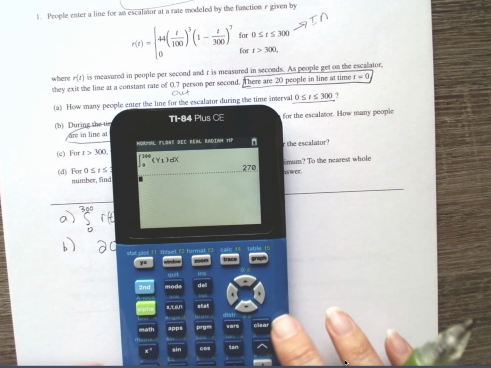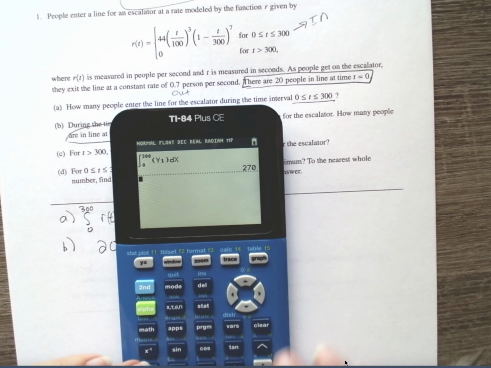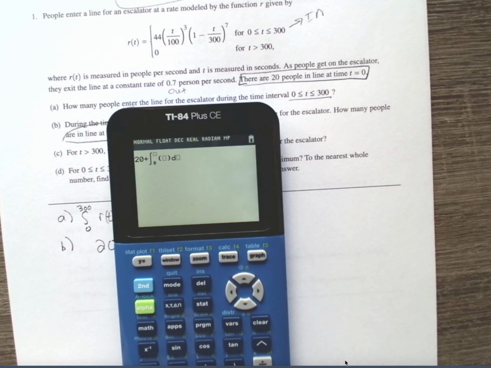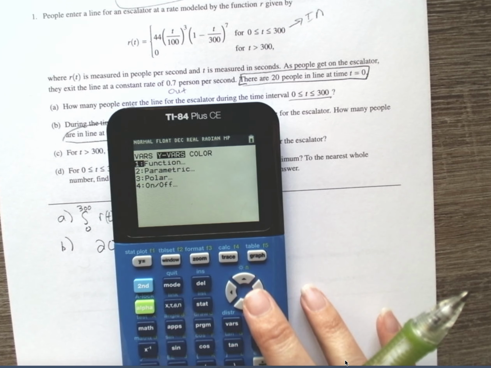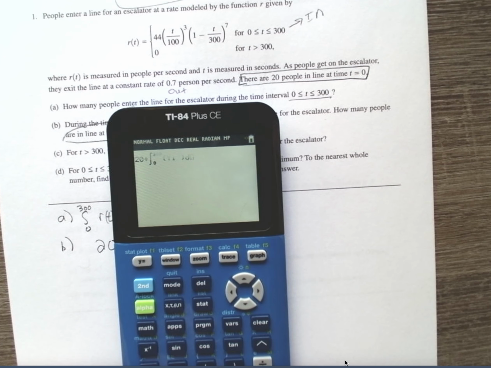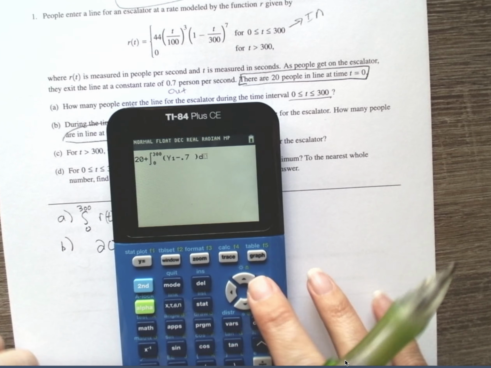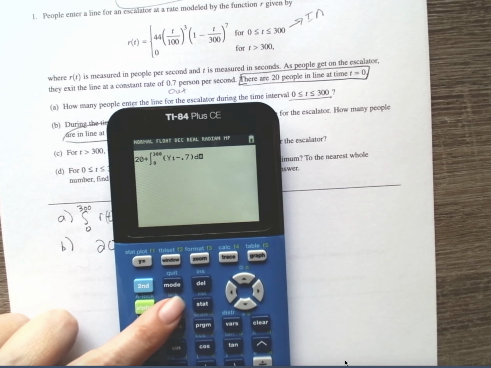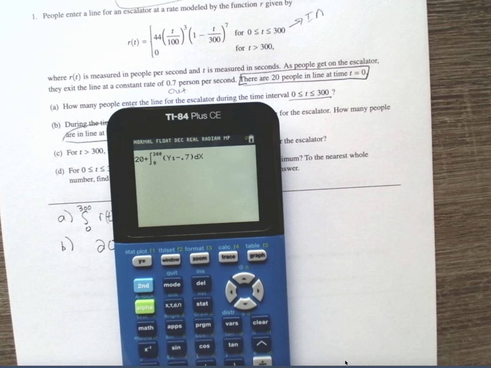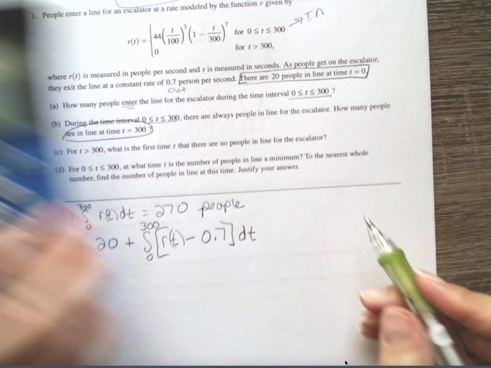Back on the home screen, I'm just going to do 20, that's the number of people that were in line before I started, plus math choice 9, the integral from 0 to 300. Now remember, r of t was in y1, so I do vars, y-vars, function, y1, or use your shortcut, minus, I could type y2 here, or I can just type 0.7 dt. They're all just as easy to type. And here's your answer. That would be 80 people.